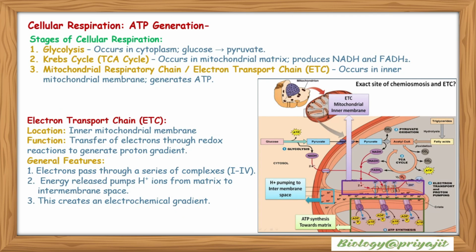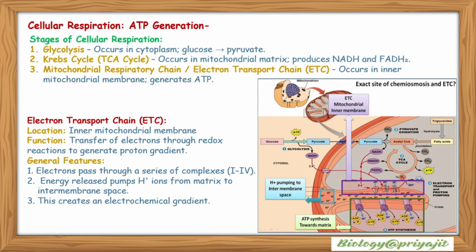So, what is cellular respiration? Stages of cellular respiration include glycolysis, which occurs in the cytoplasm, where glucose is converted into pyruvate. Then pyruvate will be converted into acetyl coenzyme A, which happens in the mitochondrial matrix, and then this acetyl-CoA will enter into the Krebs cycle, or tricarboxylic acid cycle, or TCA cycle, or citric acid cycle. Then it will produce NADH and FADH₂, and finally the mitochondrial respiratory chain or electron transport chain, which occurs in the inner mitochondrial membrane, generates ATP.